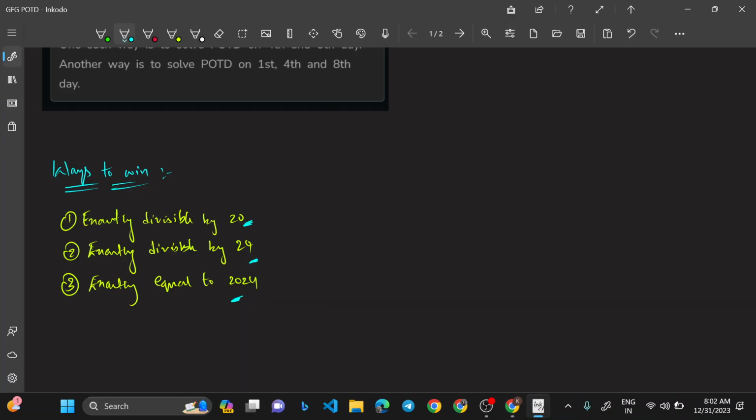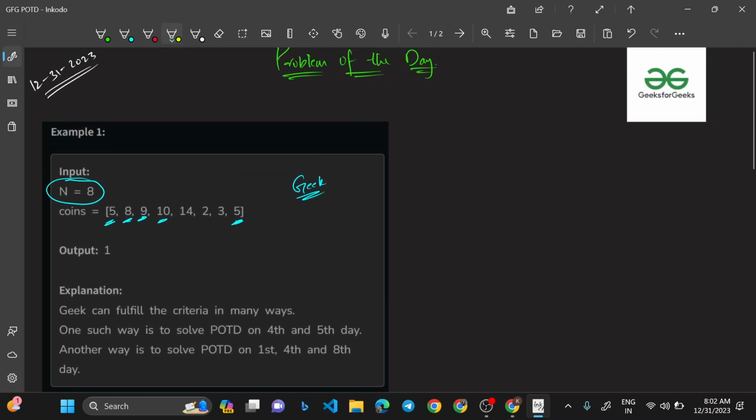So that is one thing given. So the sum will go up to a max of 2024. In that case, if it is equal to 2024, then also we can return true. So how many ways can he win? Three ways. Either he can have this or this or this. So now the task is, out of n equal to 8, you need to choose such a combination so that the sum of those particular coins is divisible by 20 or 24 or equal to 2024. Let us come to this example.